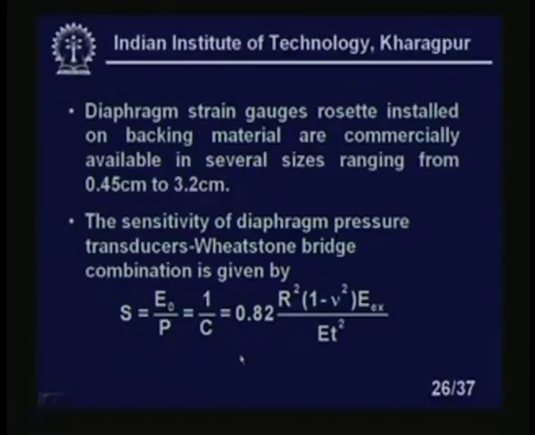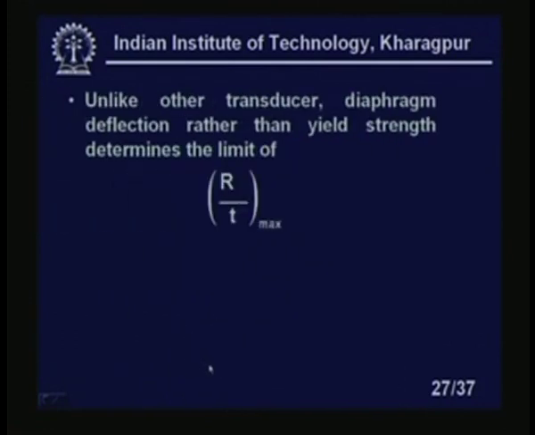The sensitivity, you can see, depends on the power supply or excitation, the radius and thickness of the diaphragm, Young's modulus, and Poisson's ratio, which is hardly within our control and is mostly 0.3 for steel. Unlike other transducers, diaphragm deflection rather than the yield strain determines the limit, capital R by t max.